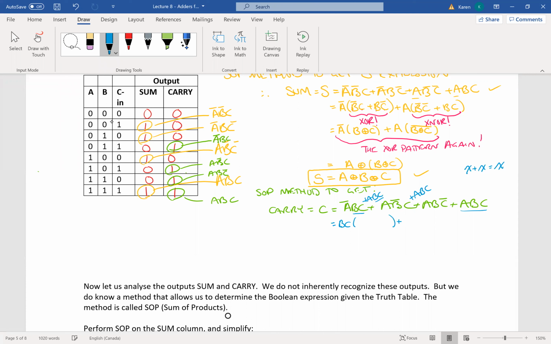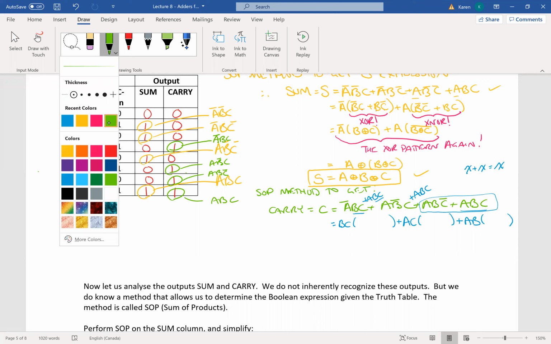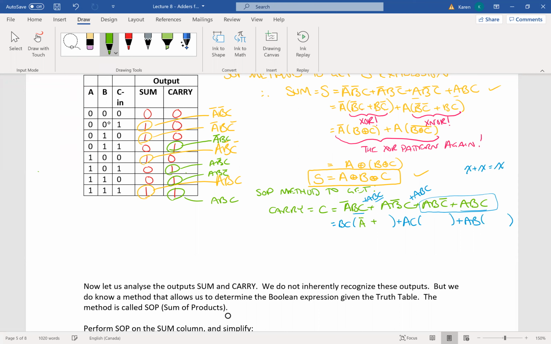And then in the next expression, I would have a common AC. And then in these last two expressions, I'd have a common AB. So that's why I want to do that. And what I'm left over with is an A prime plus A from these two terms. And then I'm left with a B prime plus B. And then here I'm left with a C prime plus C.